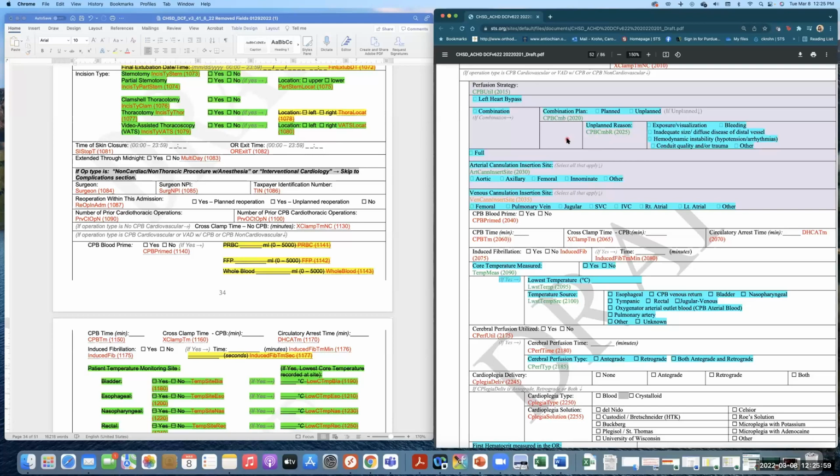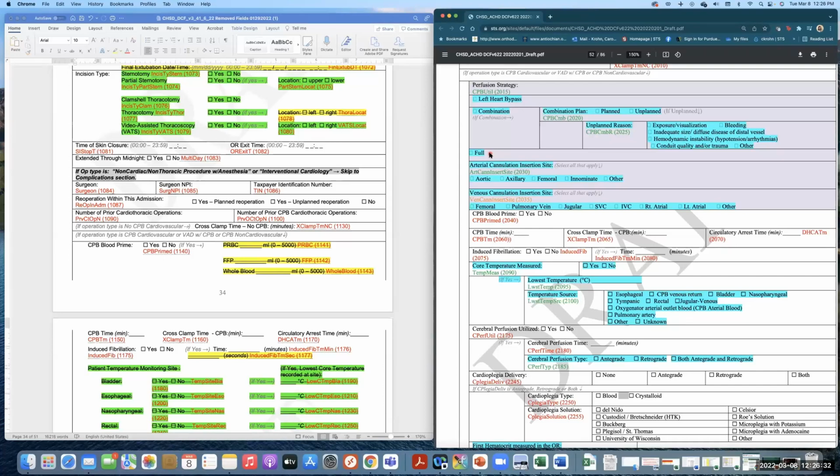However, if the plan from the beginning was, we're going to start off pump, we're going to do this off pump, and then we're going to do this on pump, if that was a planned procedure, then you're going to choose planned for the bypass. And then we ask about full bypass. If you didn't do left heart, you didn't do a combination, you just did full, this is probably the most common choice. Just put the patient on, they're on full bypass.